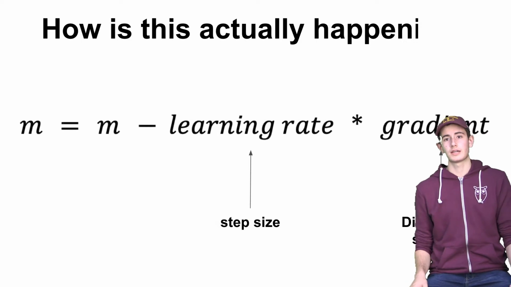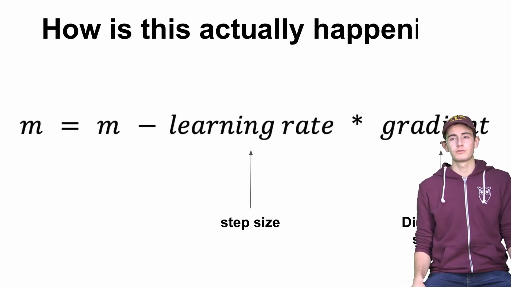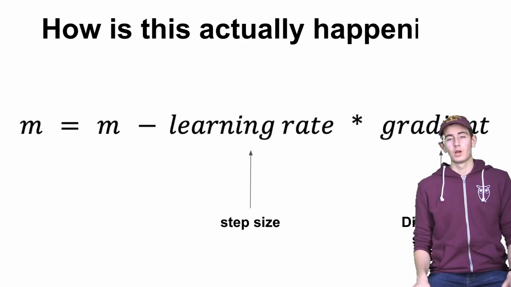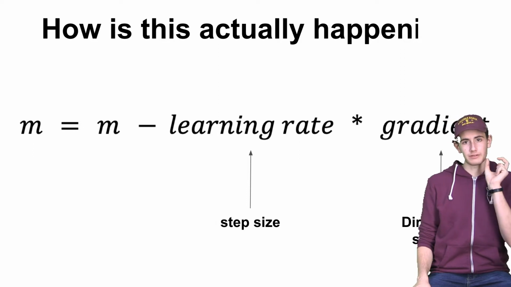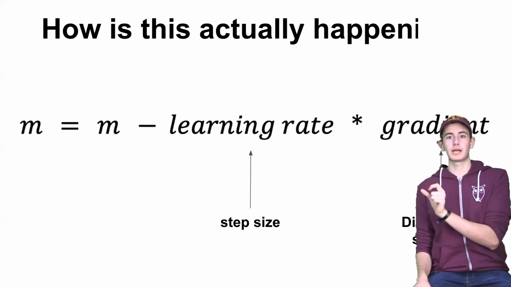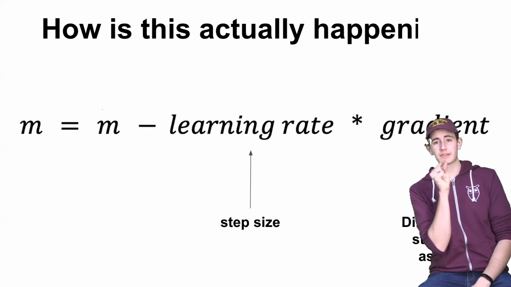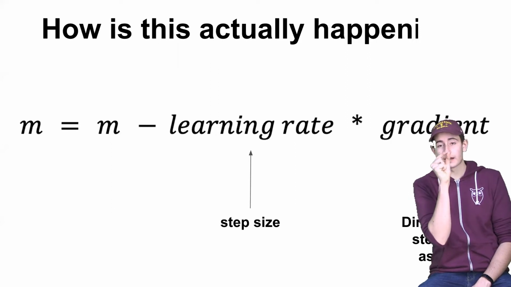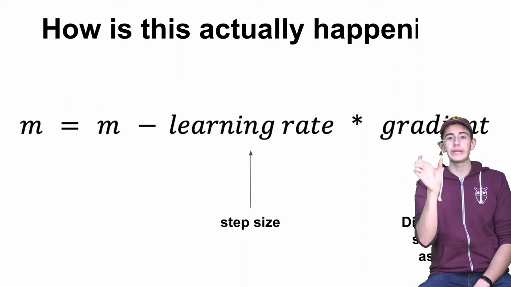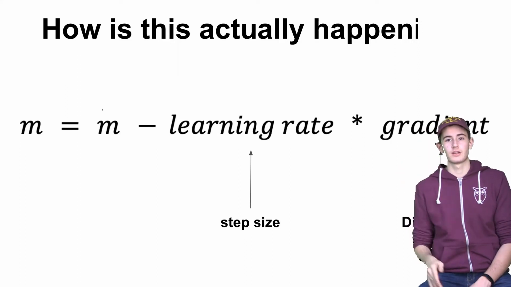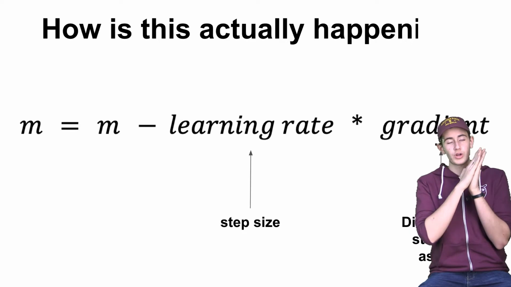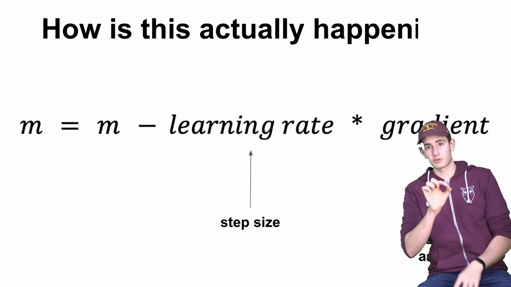But first, let's go over the formulation. How are we adjusting M? We're adjusting M by using the original value of M in the previous iteration and subtracting the learning rate multiplied by the gradient. The learning rate is simply the step size, the rate at which we are moving our M value, and the gradient is the direction of steepest descent. So we're multiplying the rate of movement by the direction of movement.